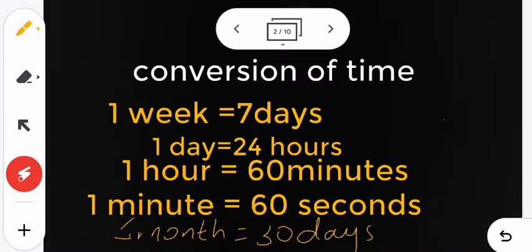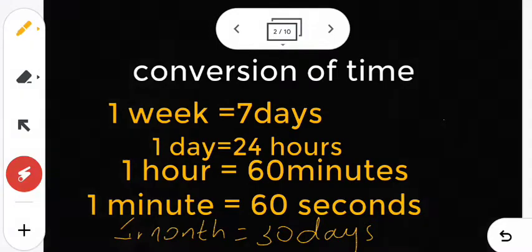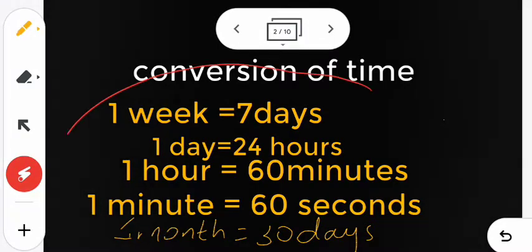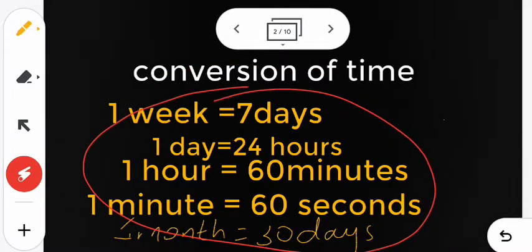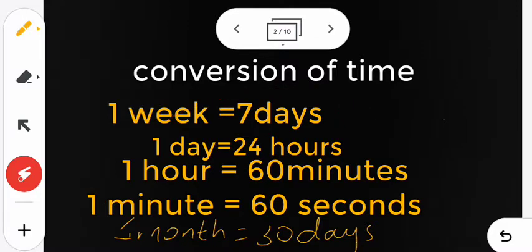In a year, if it is an ordinary year, we have 365 days. If it is a leap year, then we have 366 days. But for calculation, we will just take 365 days, the ordinary number of days. We don't bother about the special year, the leap year. So these are the things you must know by heart. If you know this, the calculation will be easier for you.